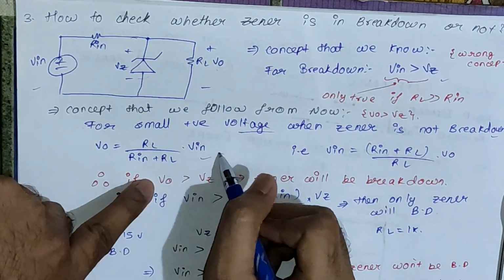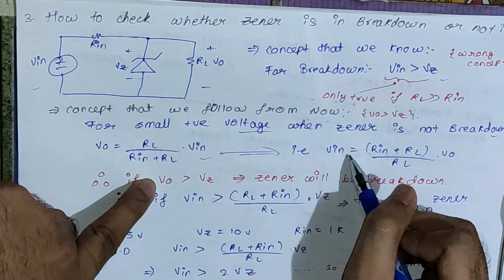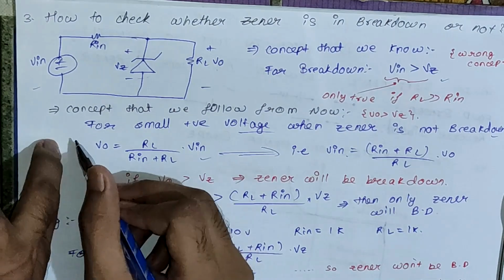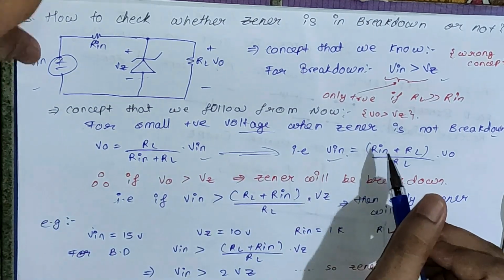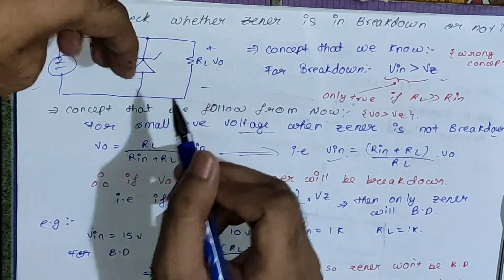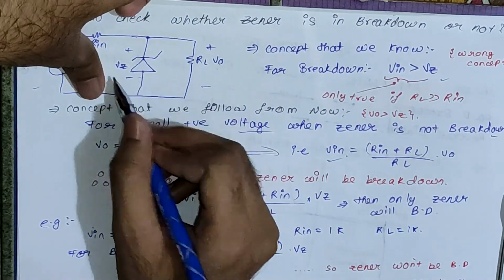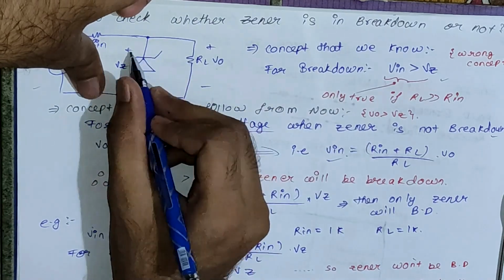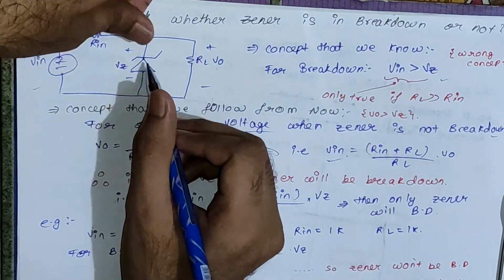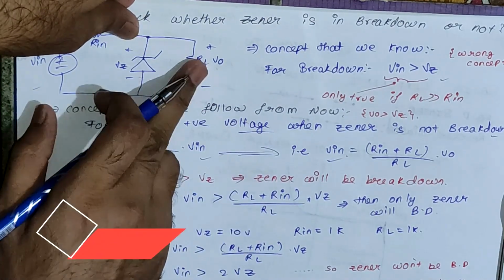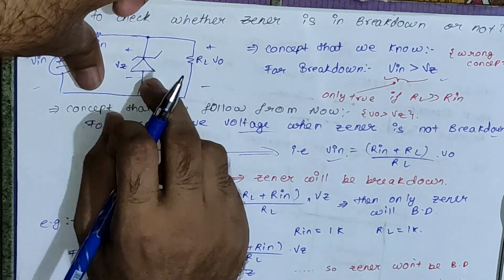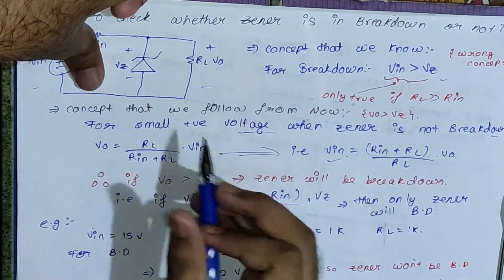Also, you can rewrite this equation in terms of Vin, that Vin will be equal to Rin plus RL upon RL into Vo. You have just shifted this term here and you got this equation. Let me clear you once again why we are saying that for breakdown of Zener diode, Vo must be greater than Vz. We know that for this Zener diode to be in breakdown, the voltage across this Zener diode should be greater than its breakdown voltage, right? So you can see the voltage across this Zener diode is nothing but the output voltage. Okay, so that's why we will say if Vo is greater than Vz, then only our Zener is going to be in breakdown. Okay, so this is what I have written here.